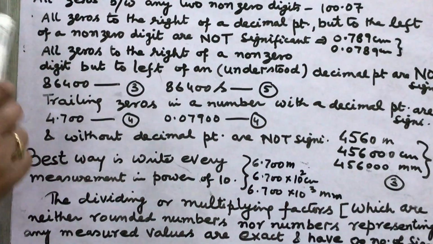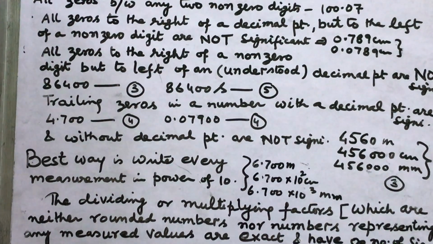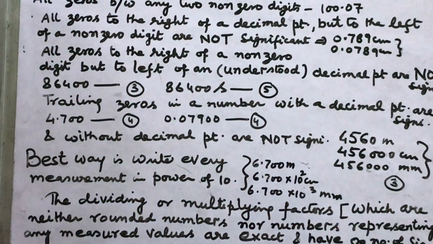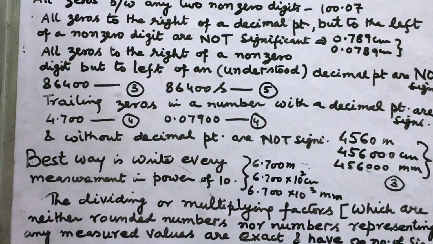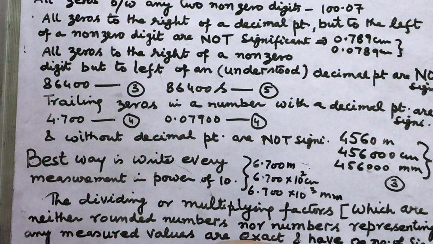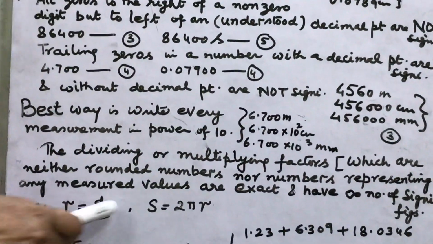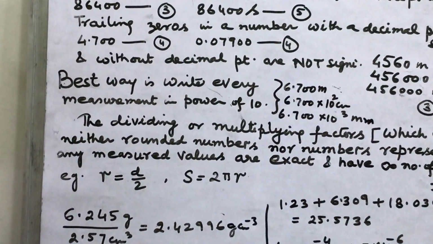Now if any formula is given, radius is diameter by 2, circumference s equals 2 pi r, then this 2 can be written as 2, 2.0, 2.00. So this 2 is an exact number, and it is said that in this formula this 2 has an infinite number of significant figures.